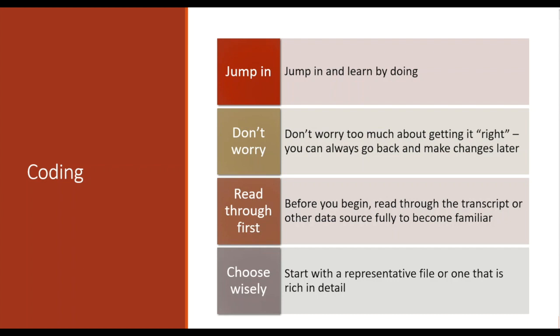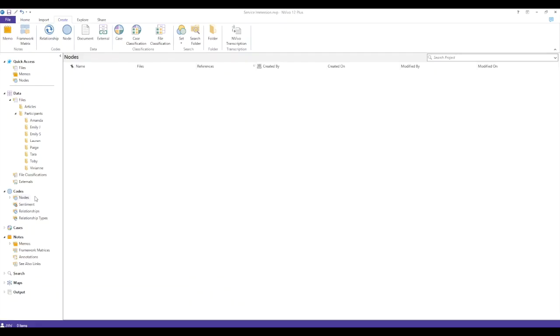The best thing I can say for coding is you just have to jump in and start. Before you begin, be sure to read through your data fully to get a sense of what you're working with. The first file you code has a significant influence on how your codes develop, so try to choose one that is typical or representative, or one that is particularly rich in detail. One important note is that in NVivo, codes are called nodes.